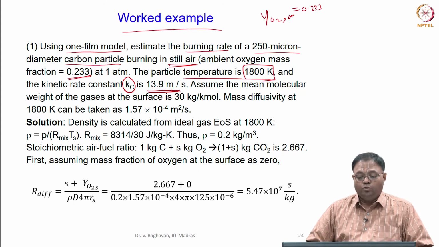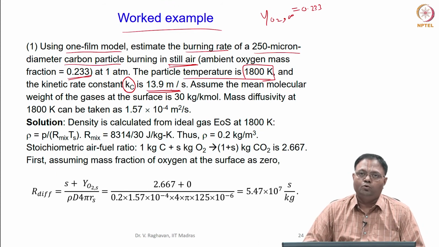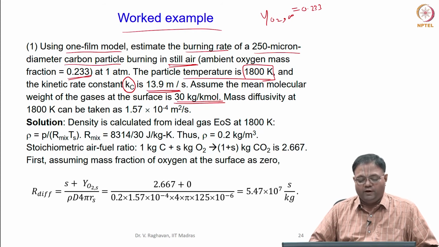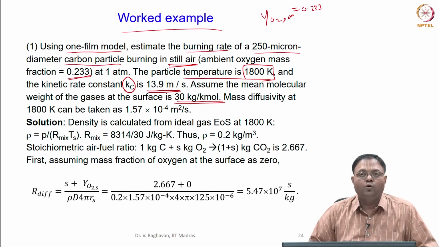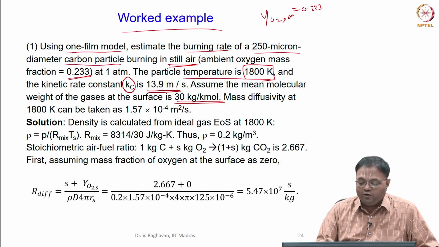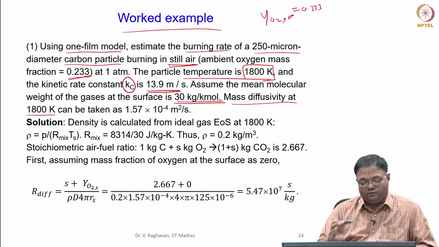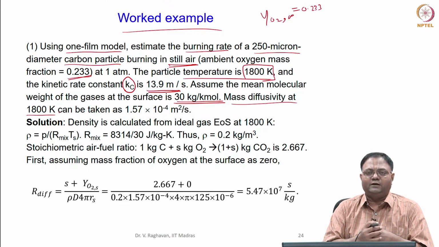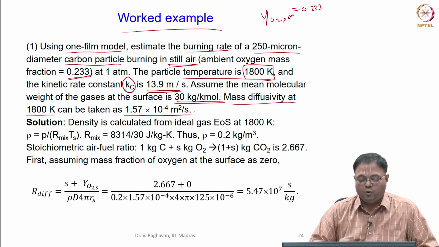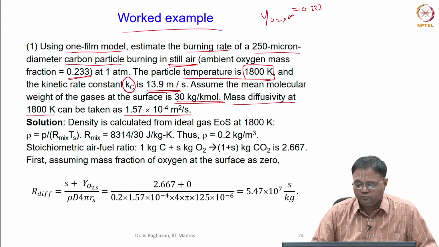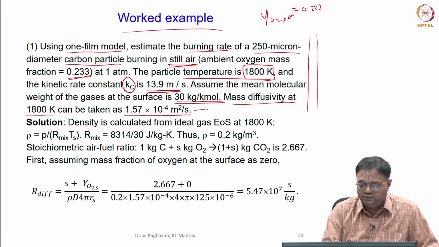So, now one more thing that is given: since the gas phase species are CO2, O2 and N2, we can take the mean molecular weight of the gases as 30 kilogram per kilomole. Mass diffusivity has to be calculated at the surface temperature, 1800 K, because we are interested in surface reactions there. That is equal to 1.57 into 10 power minus 4 meters square per second. We can also estimate this from tables. So this is the value of D.